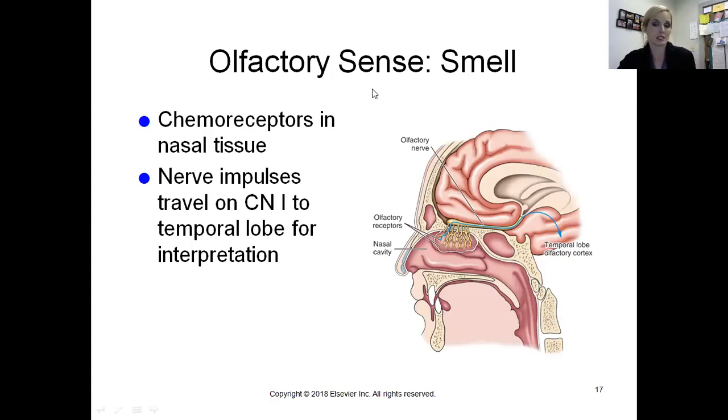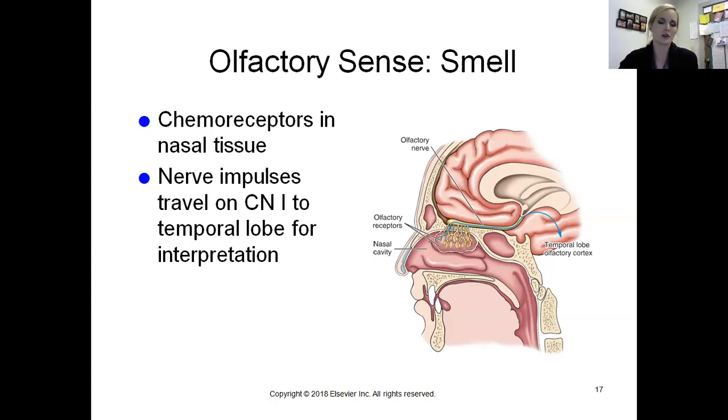These are chemoreceptors. Again, because they're able to receive the sensation of chemical changes, whether it's the smell of that vanilla burning candle, or the smell of a baby's diaper being changed. So whether it's a good smell or a bad smell, either way, we're picking up on the different chemical changes in the air. So they are our nasal tissue.